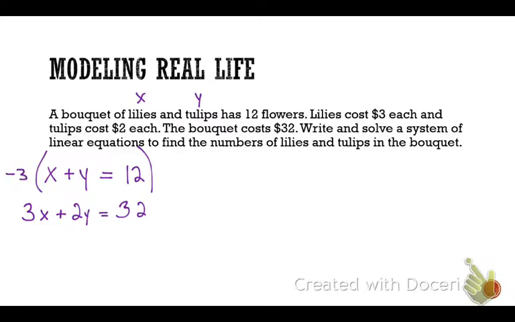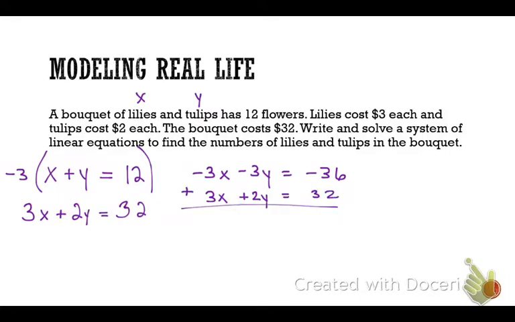Okay, so now I would have -3x. But you got to multiply the whole thing. -3y equals -36. Now bring over your other one. +3x plus 2y equals 32. Okay? So now you can add the systems together.